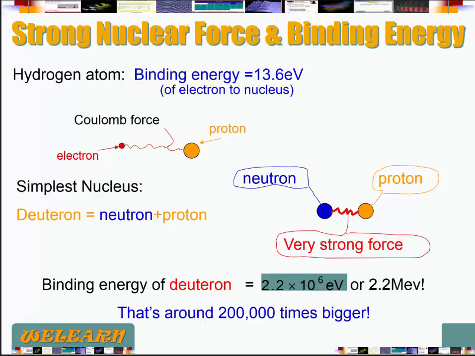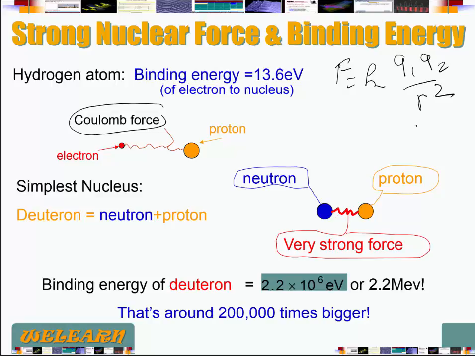Okay, let's revisit the nucleus. First, let's talk a little bit about a hydrogen atom, which is made up of just an electron and a proton. What holds the electron in orbit? It is the Coulomb force. F, if you recall, is K Q1 Q2 over R squared.